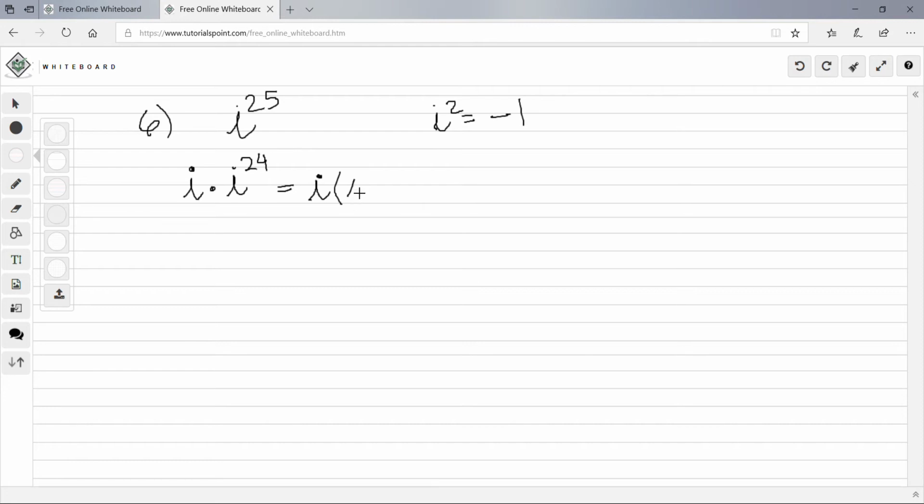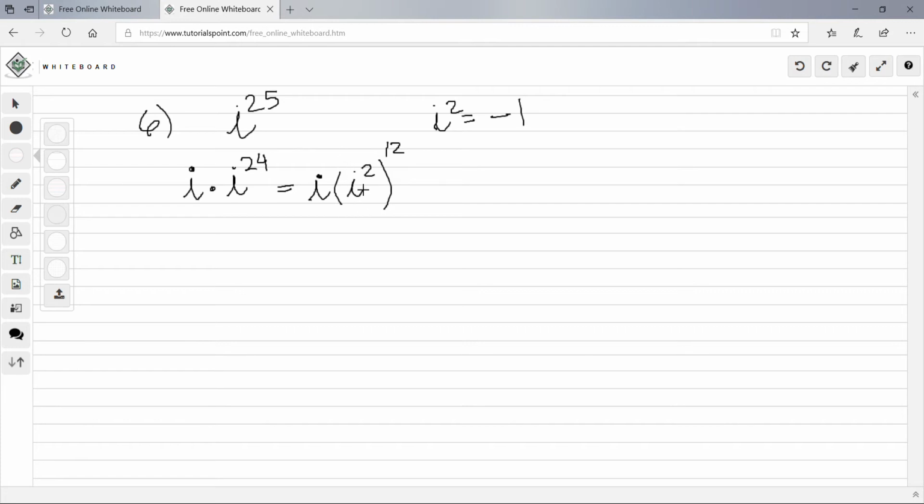times i squared, which is good because we know what i squared is, -1, to the 12th power, right? Because now we're raising it to the 12th power, so you have to multiply the exponent. 12 times 2 is 24, and then times i, which is i to the 25th.